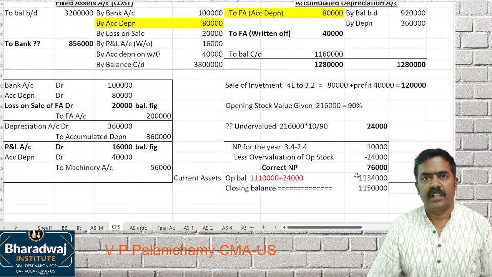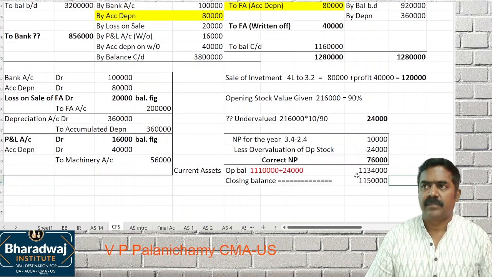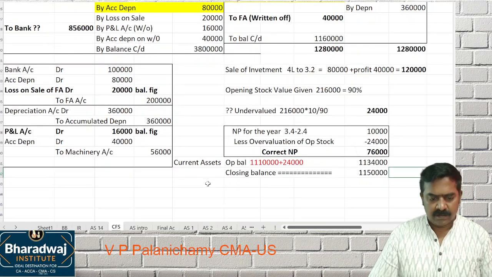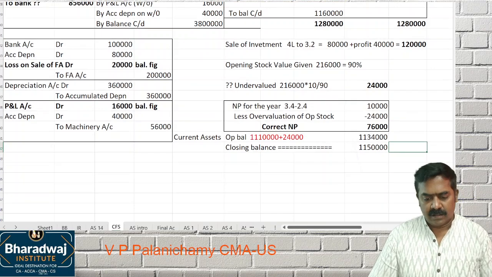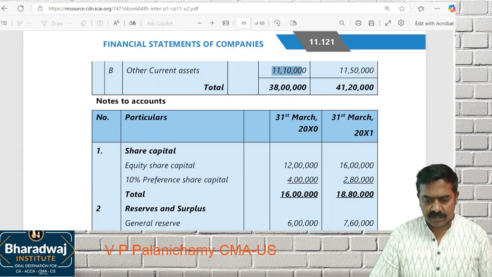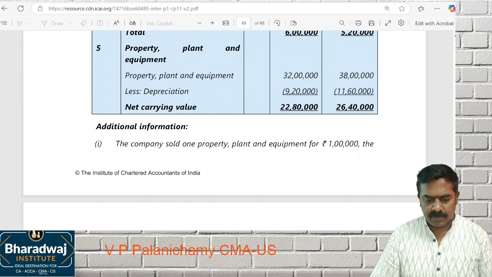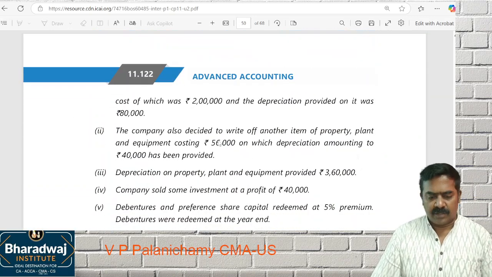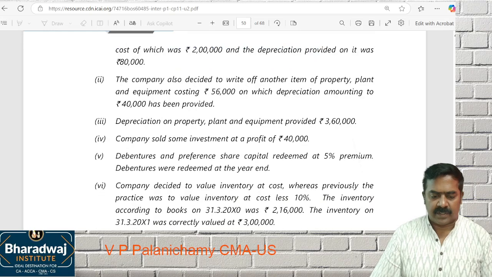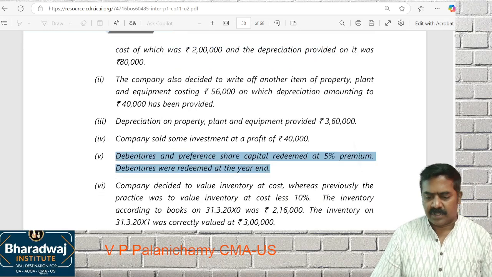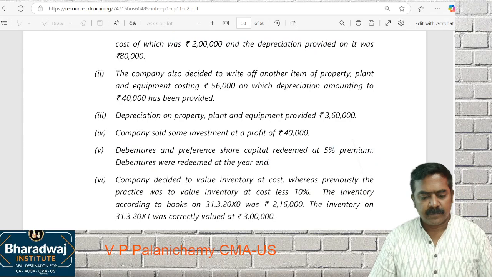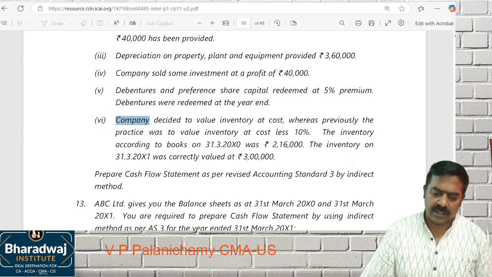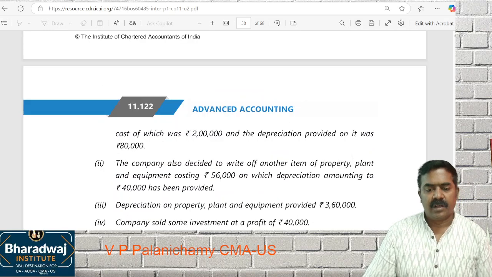Shall we go to the main answer? Once again, let us analyze the adjustments. Anything that I missed out? We sold one property, plant, equipment; that is adjusted. Written off is adjusted, depreciation adjusted, sale of investment adjusted. The premium on redemption we will take directly to CFO. Debentures are redeemed at the end, so of course we will charge interest based on that. Inventory also adjusted.